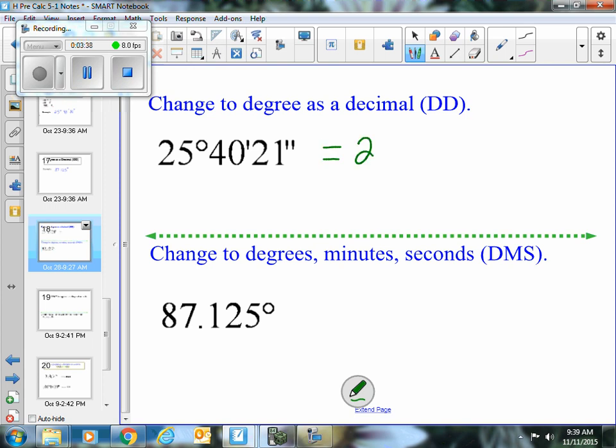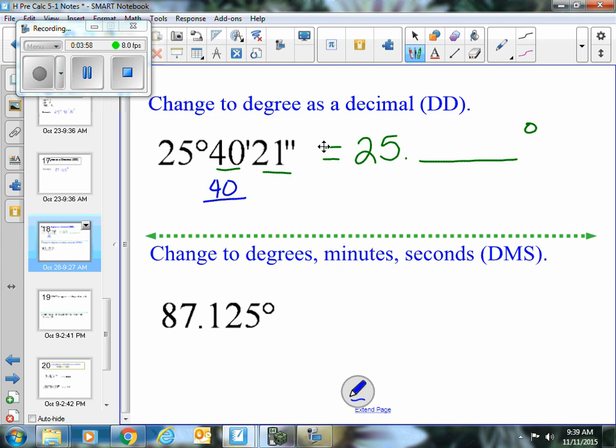I want you to write it as a degree as a decimal. So 25 point something degrees, instead of breaking it down into minutes and seconds. So we're going to convert just like you would on the clock. If I want to convert 40 minutes into degrees, I would do it exactly the same as if I wanted to convert 40 minutes into hours on the clock.